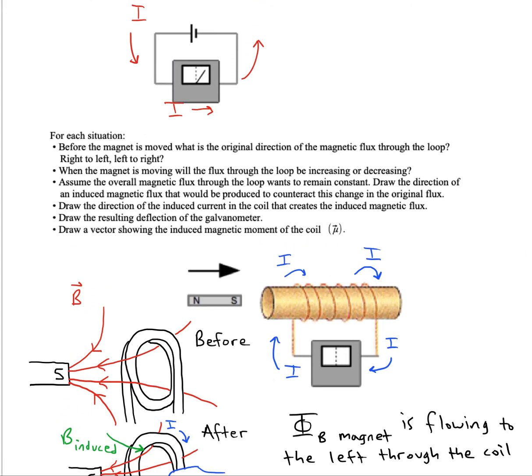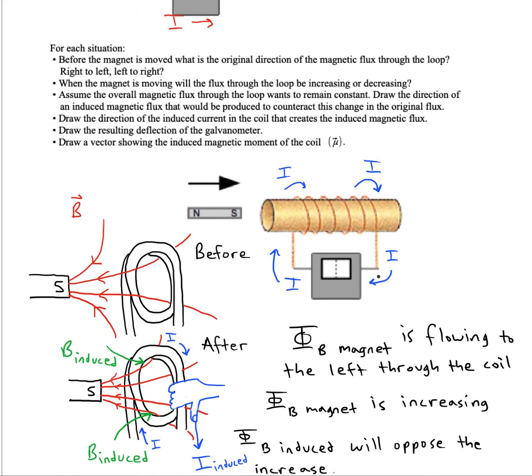Now we said above that when current flowed to the right through the galvanometer, the needle would be deflected to the right. But here we see that current is flowing to the left through it, so we expect that while our magnet is in motion, the galvanometer needle will be deflected to the left.